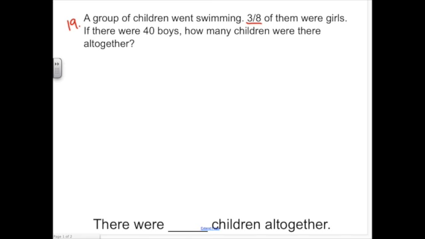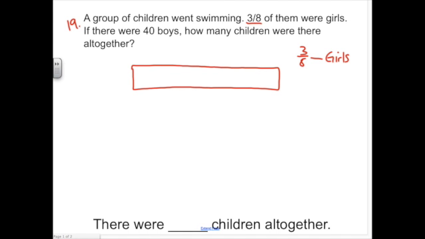So I'm going to draw a whole bar, and I'm going to want to split it up into 8 parts because 3/8 are girls. And to know my total number of parts, I want to look here at my denominator. So I'm going to split this up into 8 parts. Now, I know that 3/8 are girls, so I can label this girls.